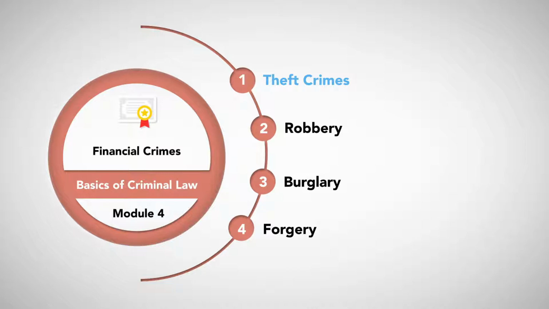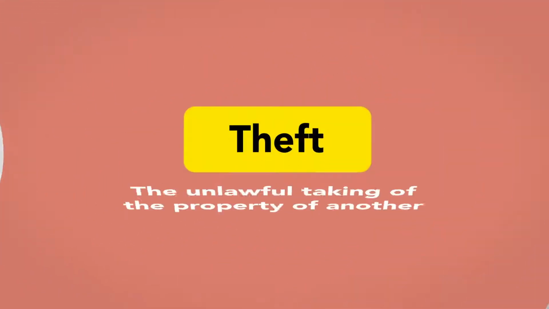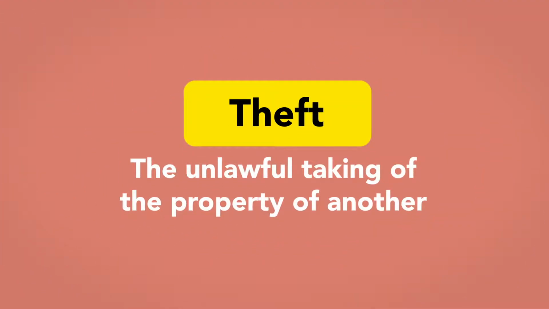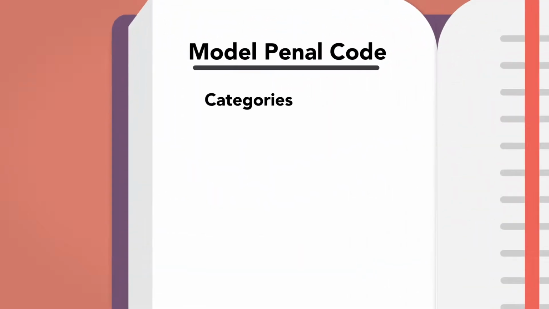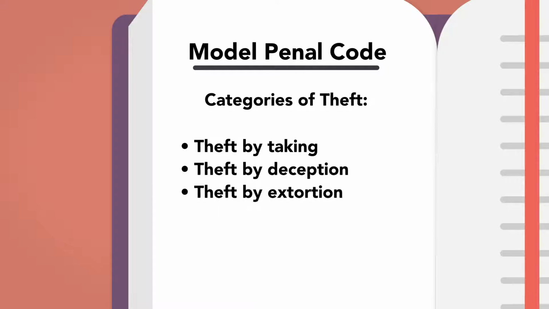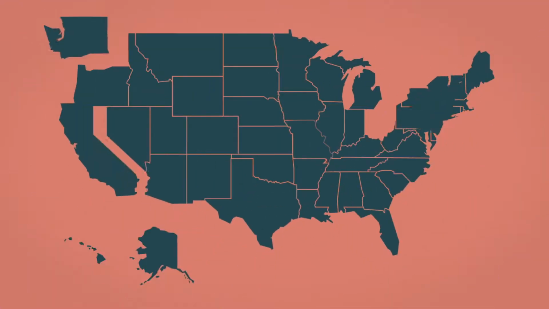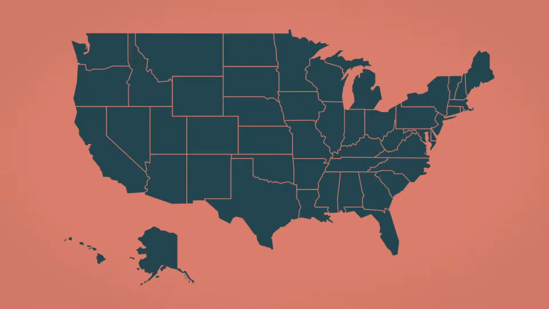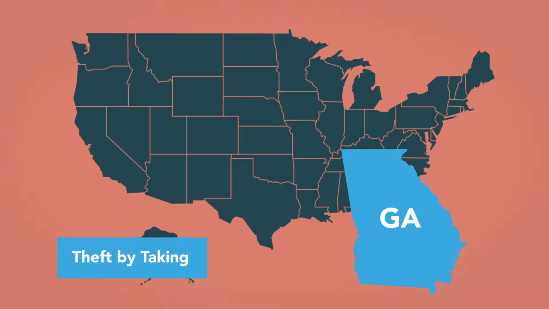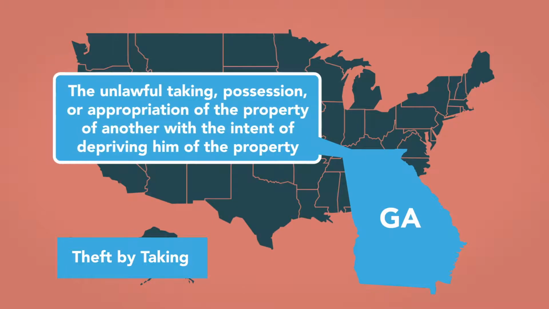Theft crimes. Theft is the unlawful taking of the property of another. The Model Penal Code provides several categories of theft, including theft by taking, theft by deception, theft by extortion, and receiving stolen property. State laws vary widely in how they define and punish theft crimes. Georgia, for example, defines theft by taking as the unlawful taking, possession, or appropriation of the property of another with the intent of depriving him of the property.